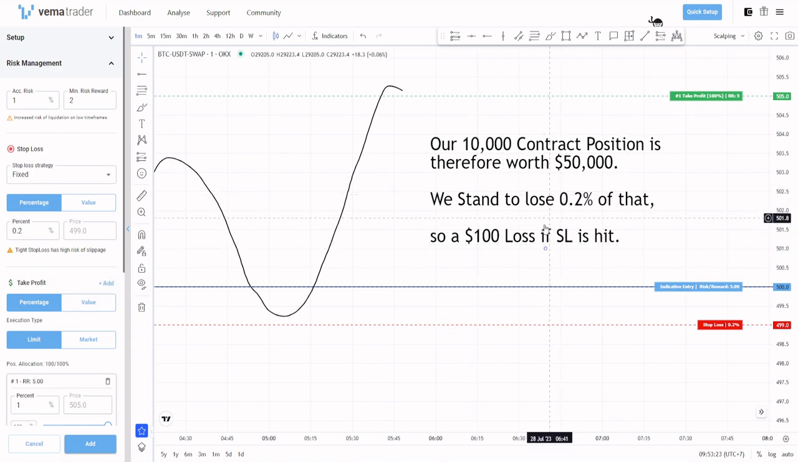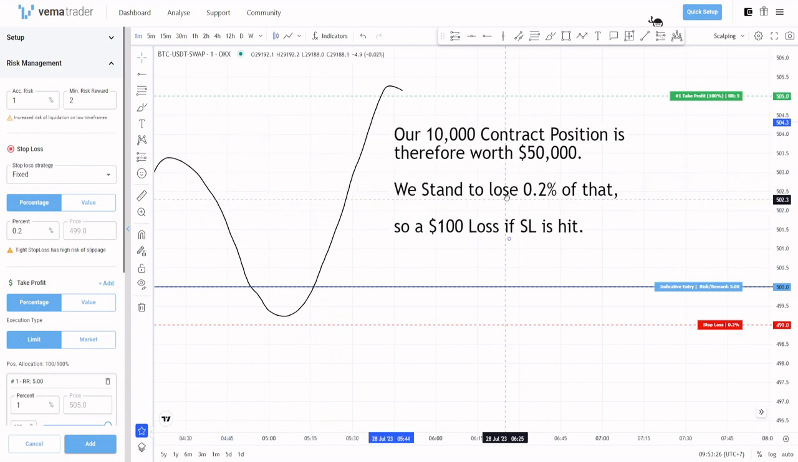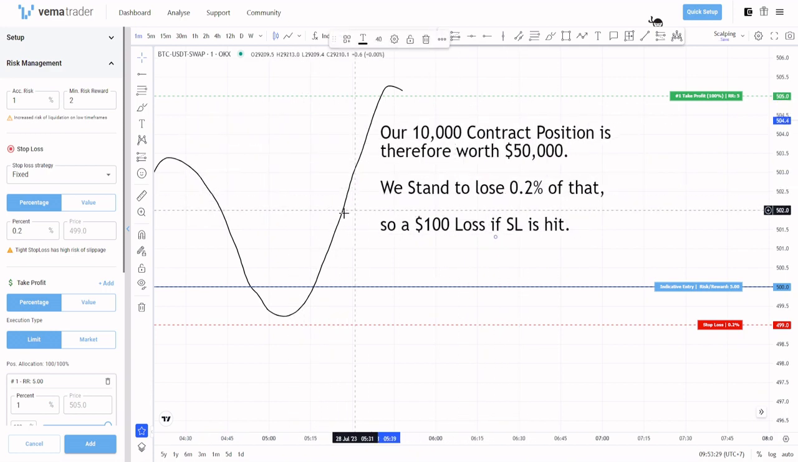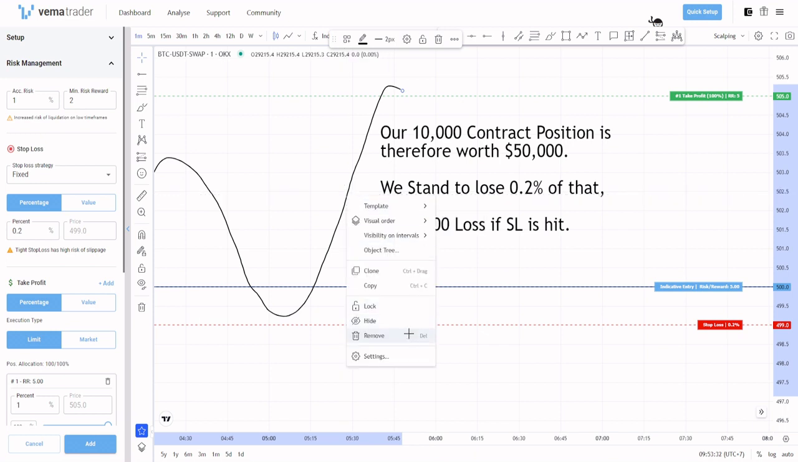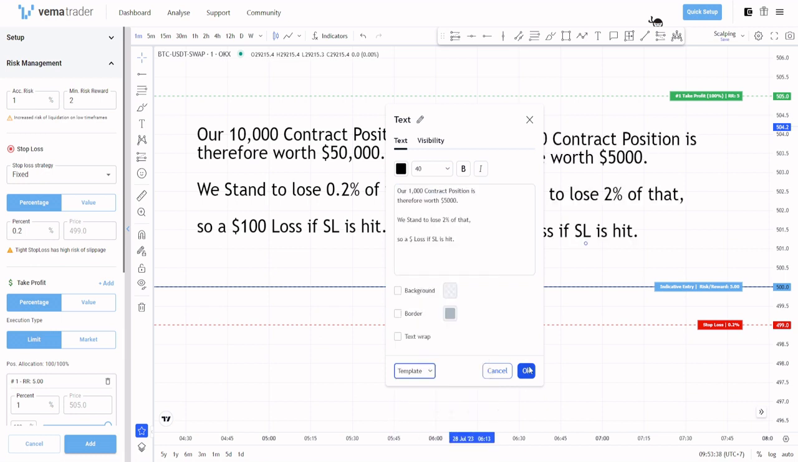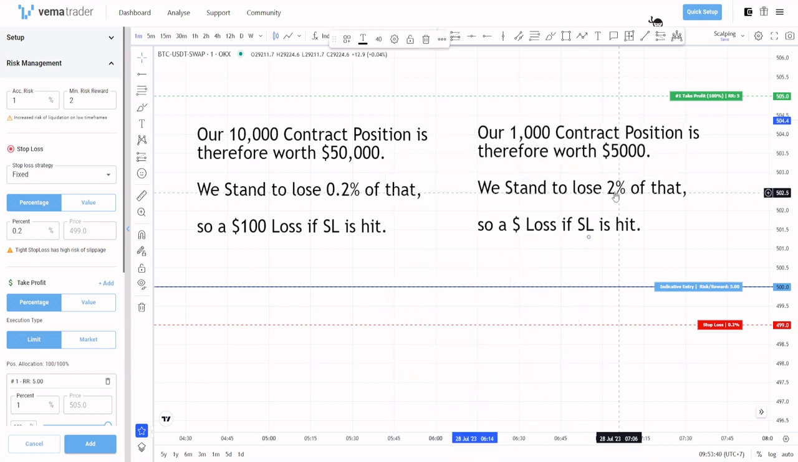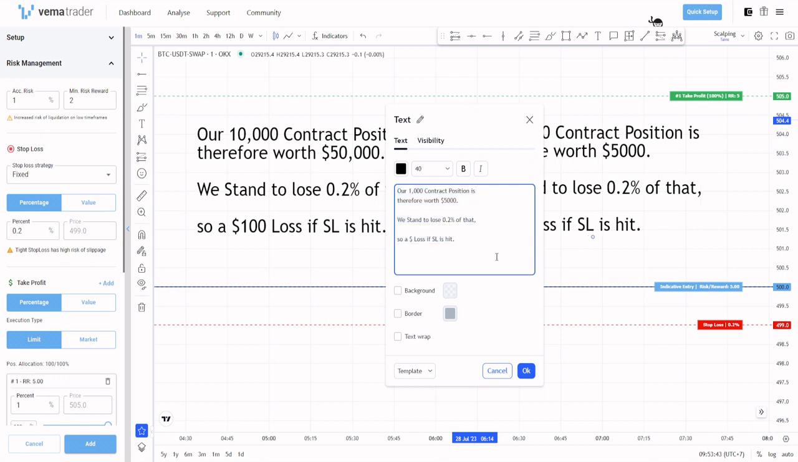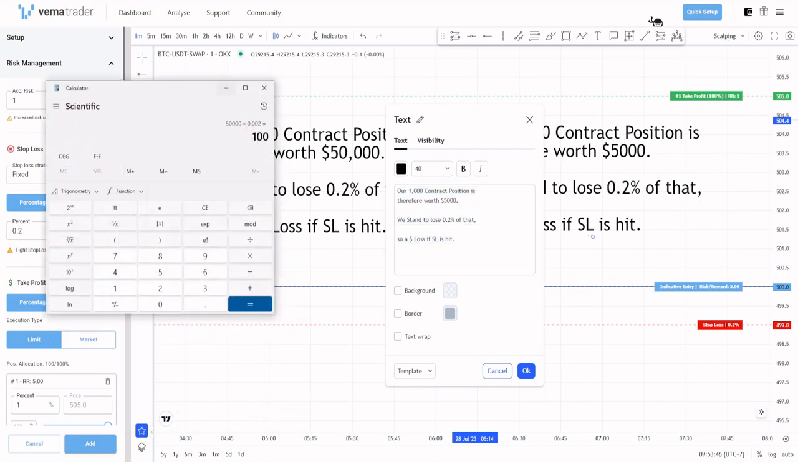Now, if we had stuck with the same position size that we had previously, what I will do is show you guys. Let's get rid of this, make it a little bit cleaner. Imagine if we had kept the exact same position size, so our 1,000 contract position size, but now because our stop loss is so much smaller because we're scalping, we're going to lose 0.2% of that. We still have a 5,000 position value because we're still entering at the same price with the same amount of contracts, but now instead of losing 2%, which we lost previously, we'd now only be losing 0.002, right? Because we're now scalping. So we'd only be losing $10.